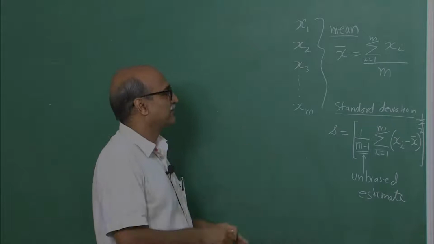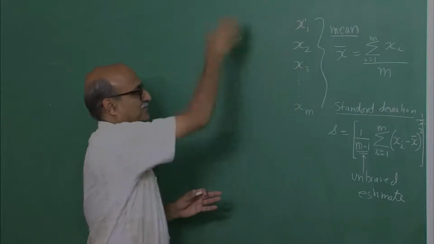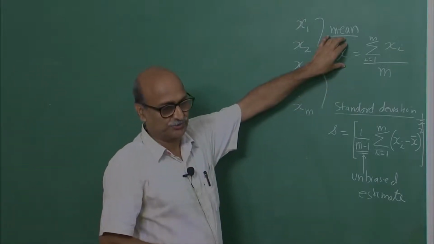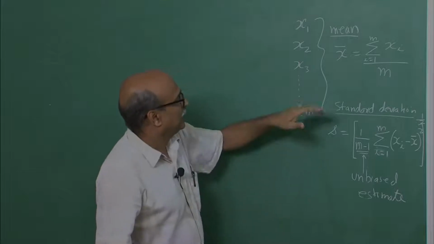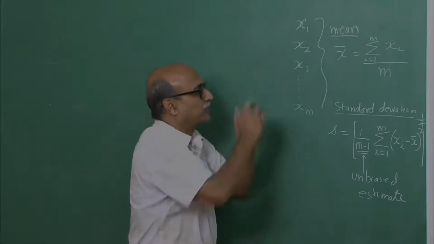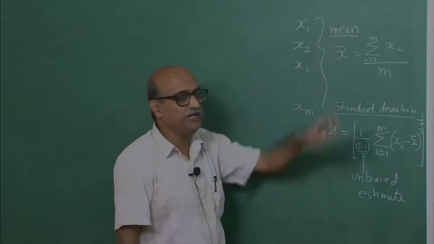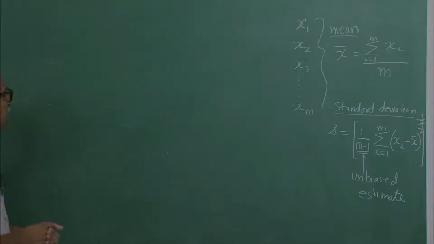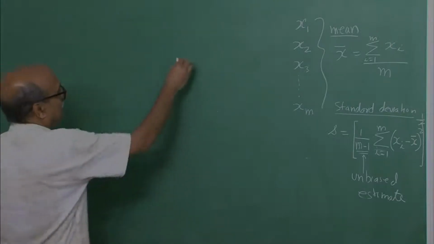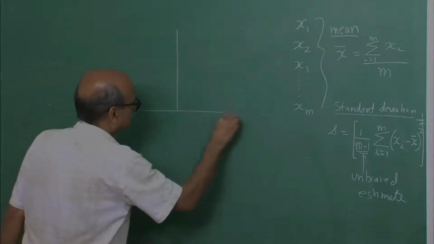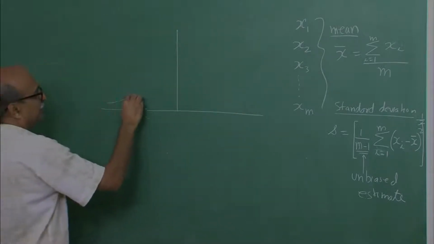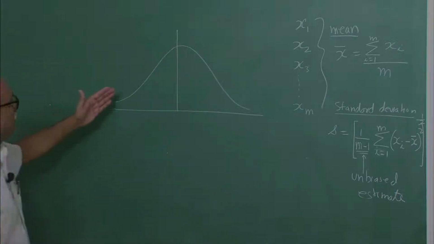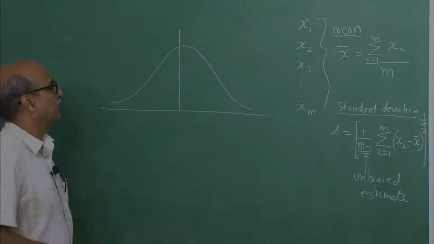So, in fact, if I made many such sets, I will get a distribution of the mean values. This is important to note. So, what kind of a distribution would this mean follow? Well, if we have made a sufficiently large number of measurements, we can at times assume that the distribution of the means may follow a normal distribution.